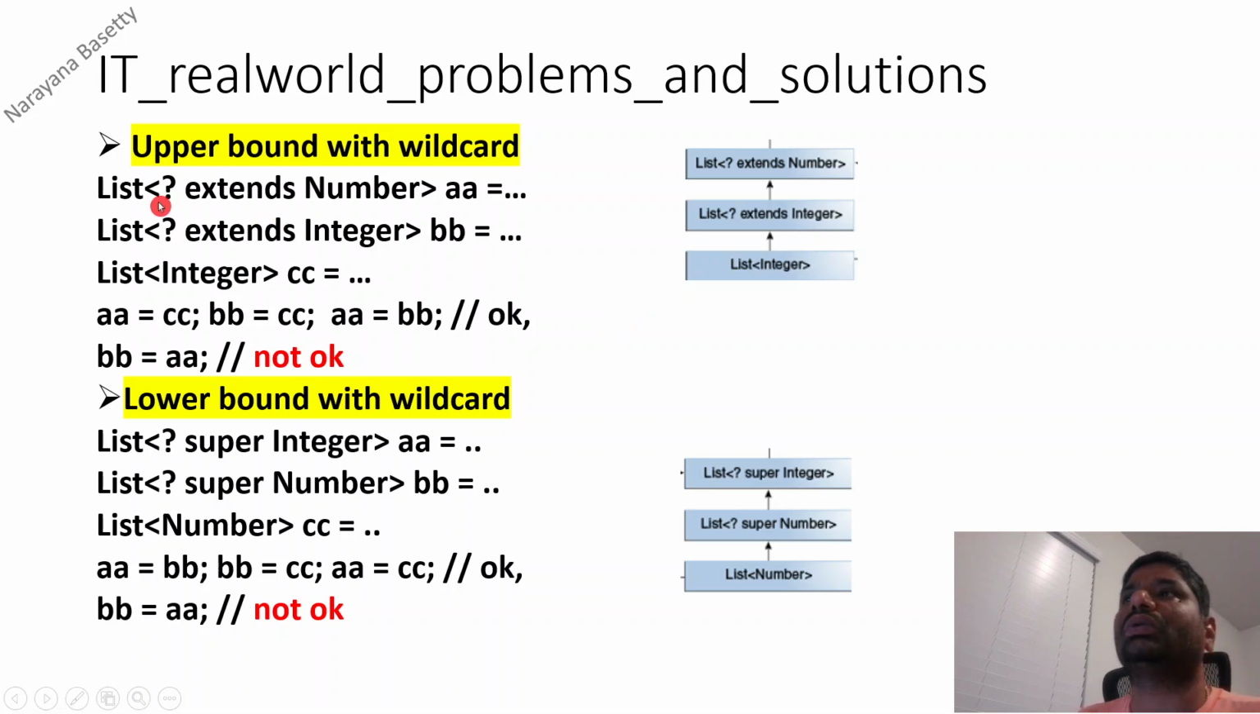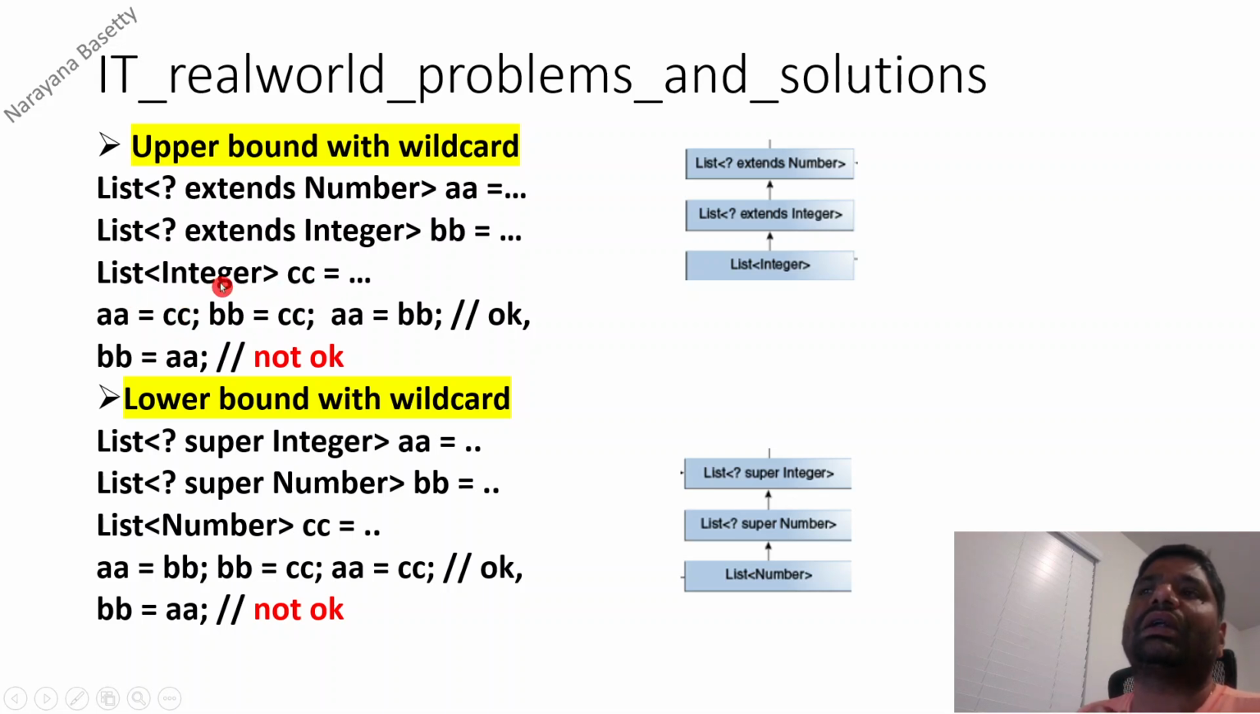So let me show you a sample example here. List<? extends Number> AA is the object reference, a top level upper bound. List<? extends Integer> is another type of upper bound. Now I am defining List<Integer> CC.